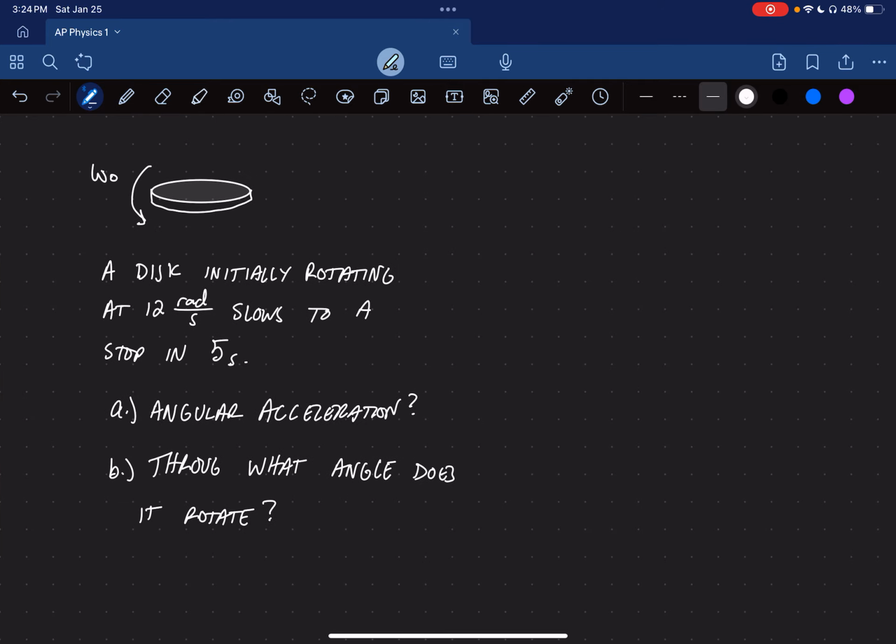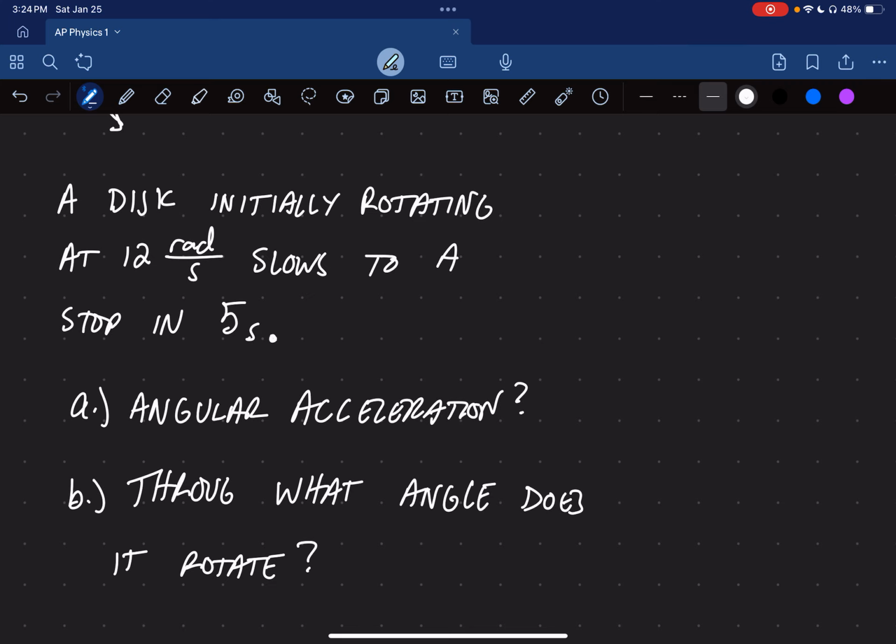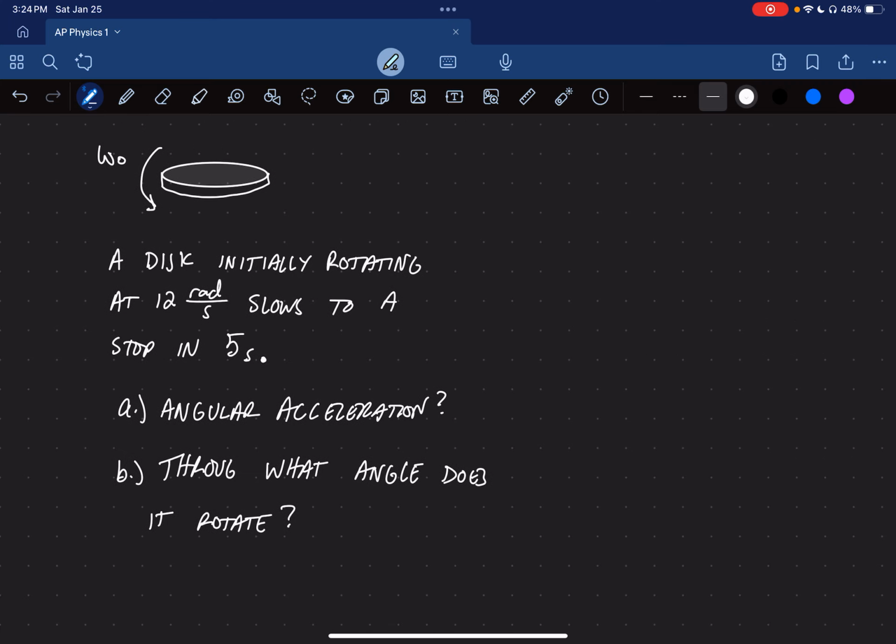So a disk initially rotating at 12 radians per second slows to a stop in 5 seconds at constant angular acceleration. So here's a picture of the disk, drawing it from the side, and they're showing the direction of the spin. Question A is what is the angular acceleration? Before we answer that, let's make a list. We're going to figure out angular acceleration and then through what angle does it rotate.